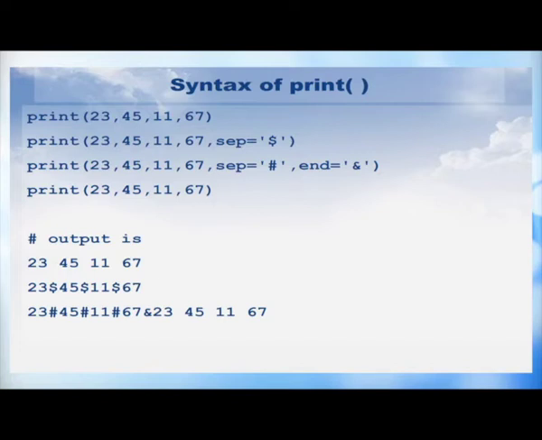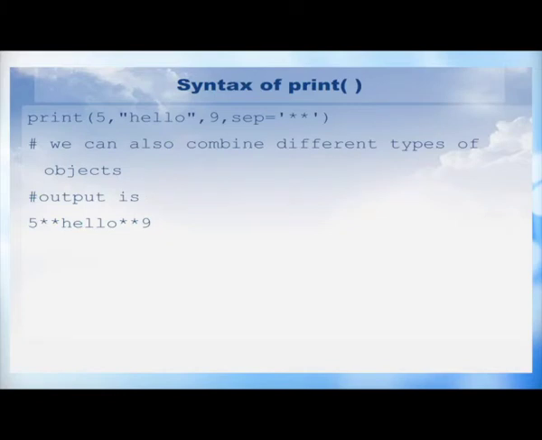We can also combine different types of objects as you see here. Here I have an integer object followed by a string, again an integer object, separated by double star. So, what is the output? 5 double star hello double star 9. Are you clear now? Okay.